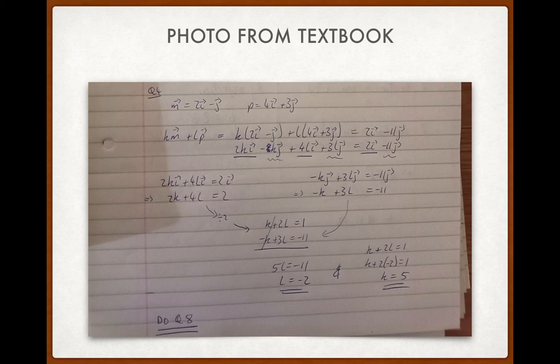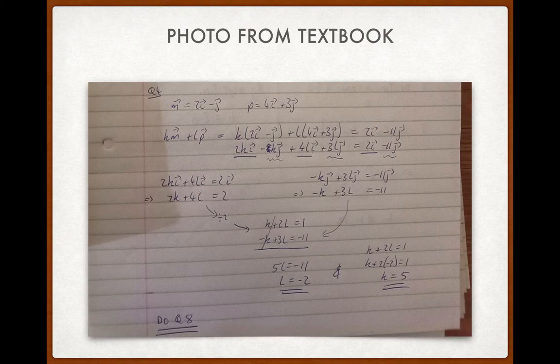Question 4. Now, if you haven't done it, I'd ask you to read it, because honestly I forget whether I gave it to you or not. So here we go. The vector m is 2i minus j. Vector p, should have an arrow over that p by the way, is 4i plus 3j. We're then told that k and l are scalars, and k times the vector m plus l times the vector p equals 2i minus 11j in the question.